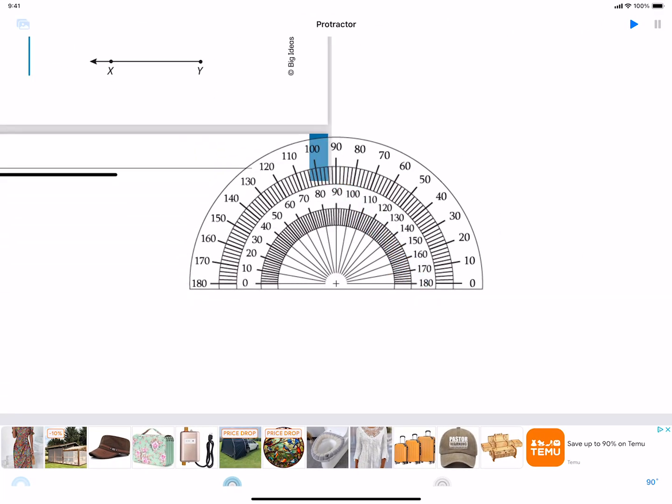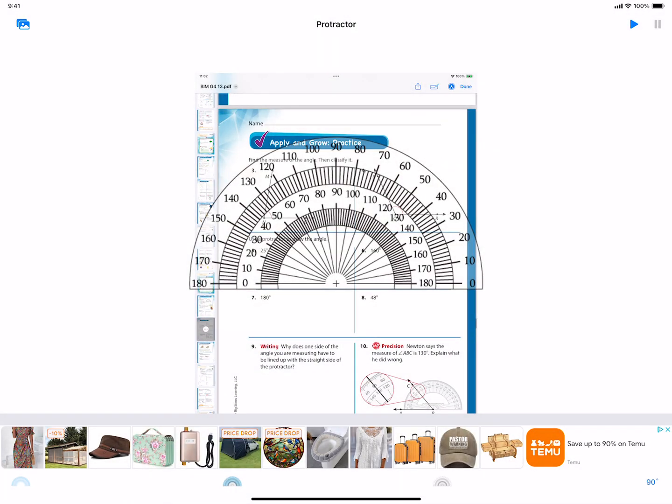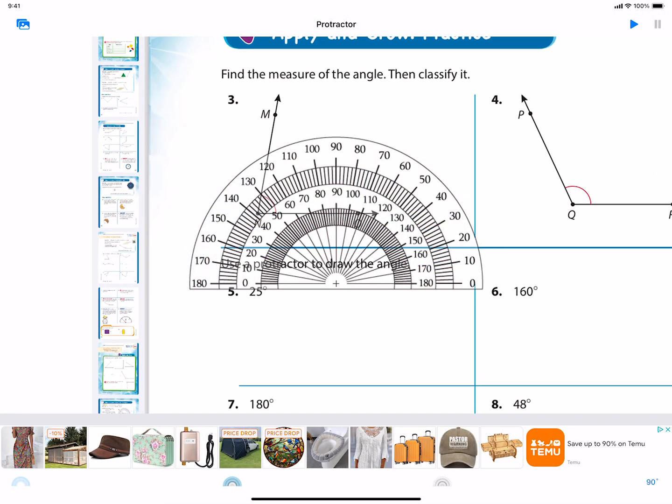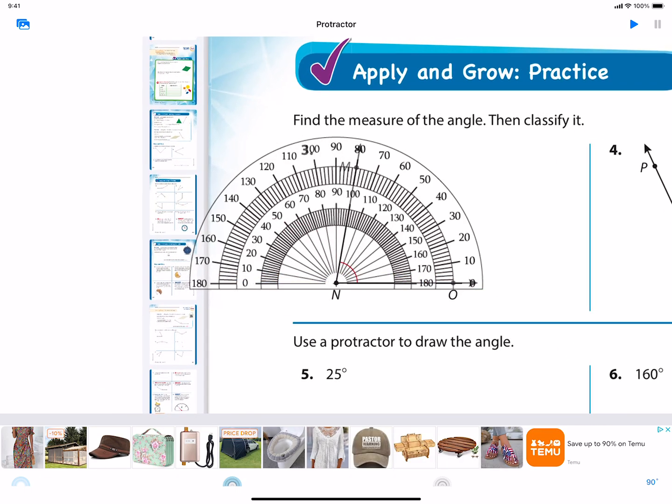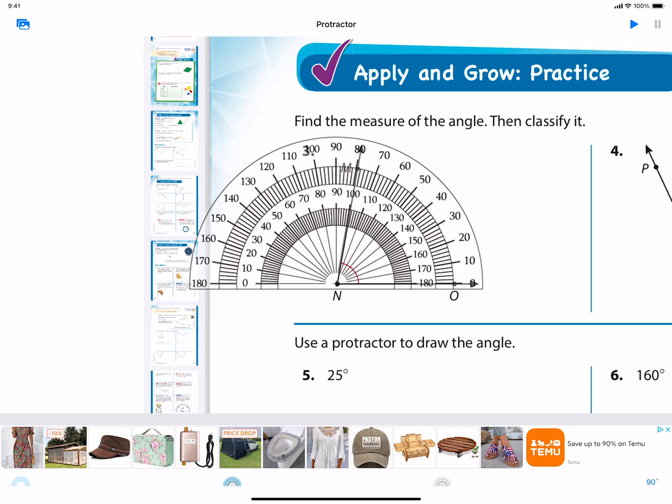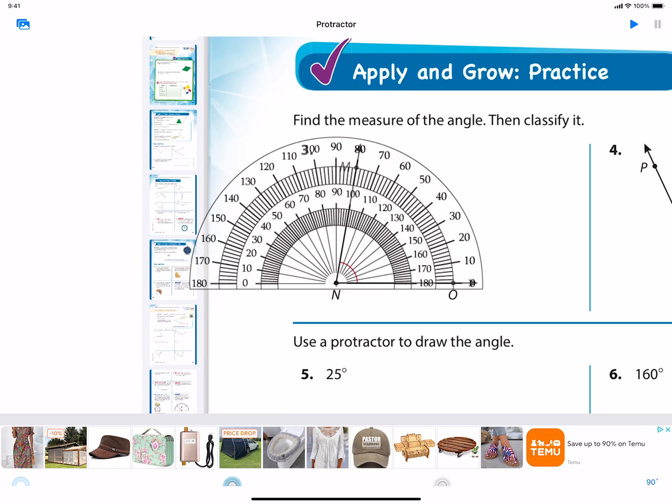So I'm going to move to the next page. Okay. So find the measure of the angle, then classify. I'm going to put this center on the vertex and then align the 0-degree mark. And it must be 80. It's not going to be very clear, but it's going to be 80. How do I know? I can start from 0, okay? 80, so please write down 80. I'm going to write it down later, so I don't have to go back and forth. So this is 80 degrees. And classify, this is an acute angle since this is less than 90 degrees.